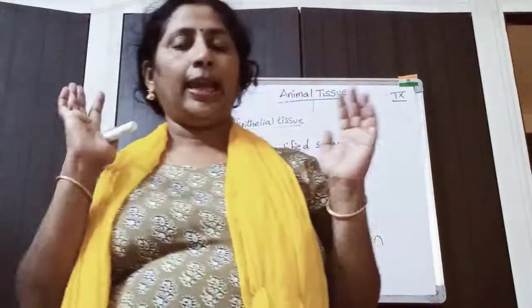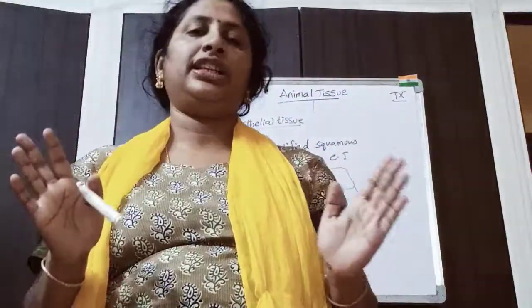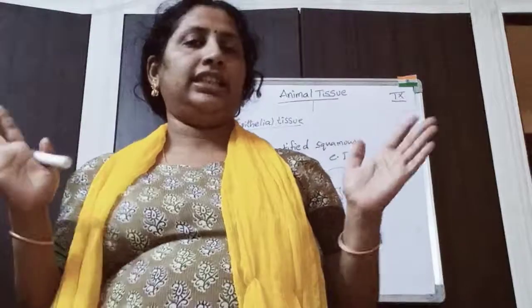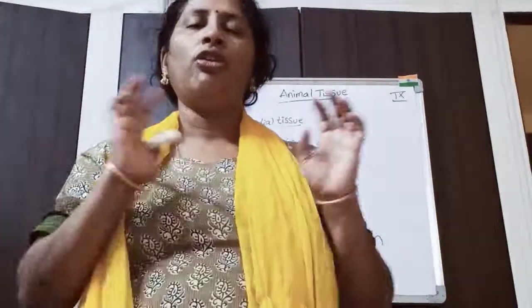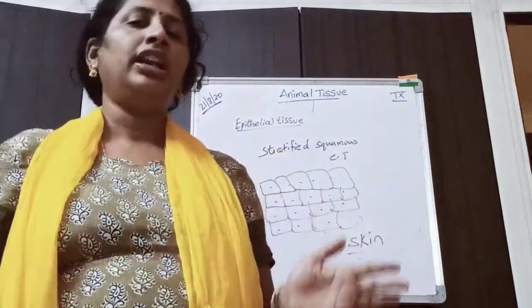So this is the epithelial tissue. The main function is protecting the internal organs. We have an activity to check all these tissues. We will discuss in the next class. Hope I am clear with the epithelial tissue. Okay, thank you.